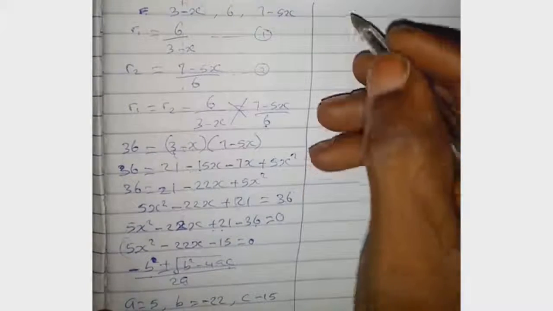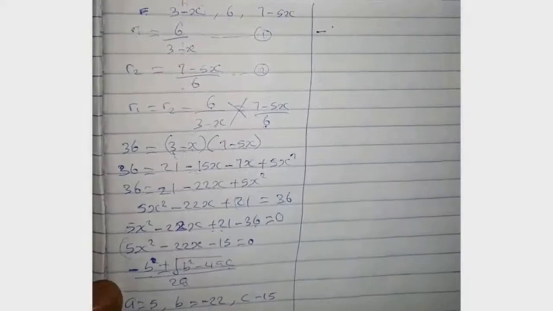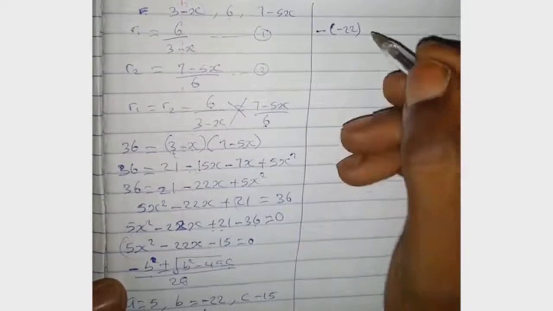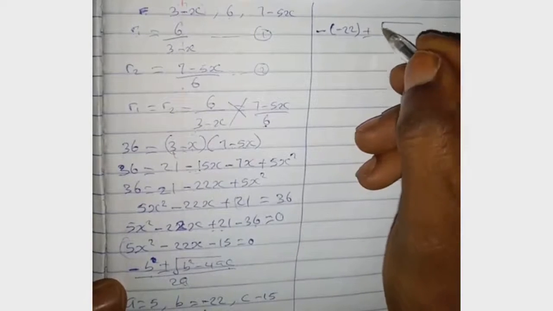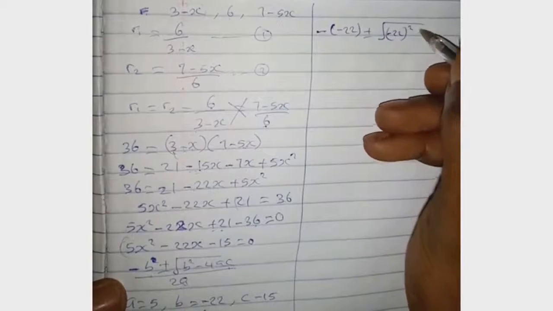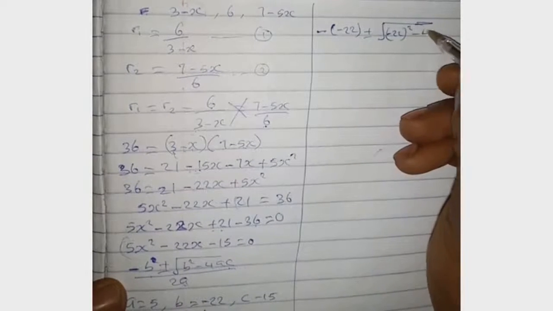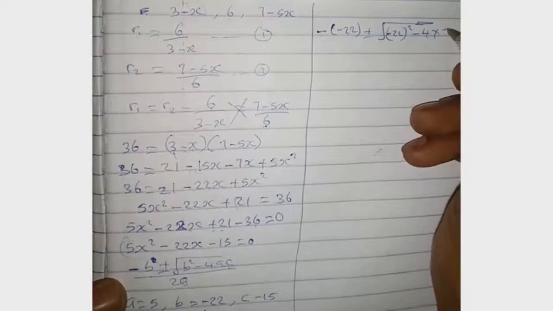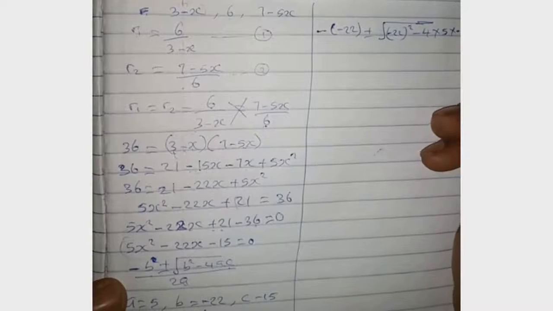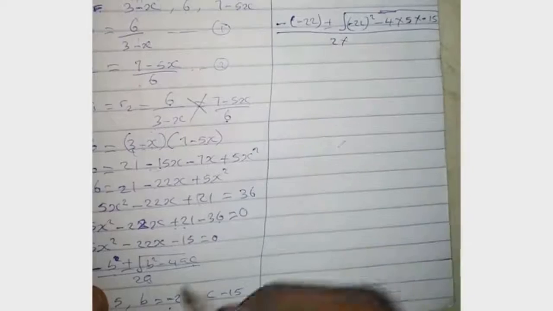Input this into the formula. We have minus b, and b is minus 22, so minus of bracket minus 22, plus or minus the square root of b squared, minus 22 all squared, minus 4 times a which is 5, times c which is minus 15, all divided by 2 times a, which is 5.